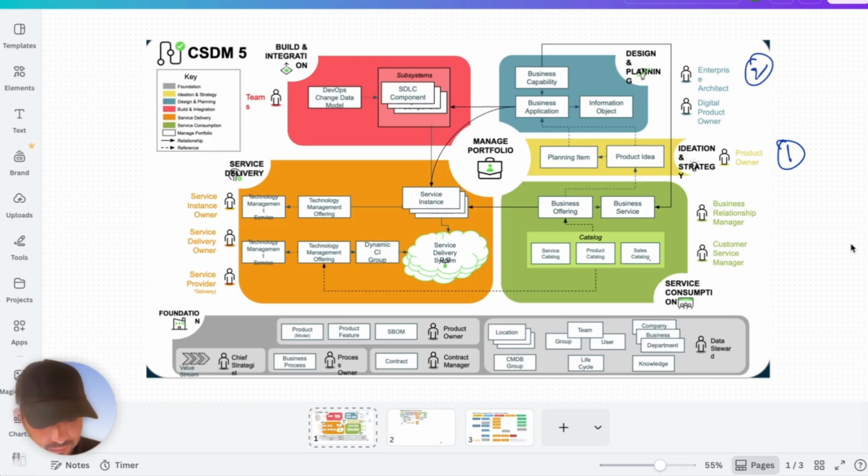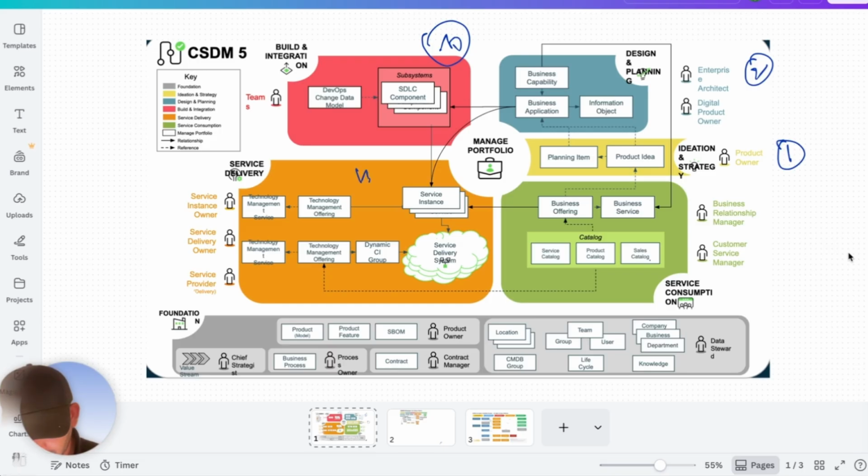Second is designing and planning. Your architect gets to decide what are the business capabilities, is there a business application associated with it, what will be the business application for this idea, and what will be the business capability. Third part is where the real development comes into the picture, and SDLC. So you will use teams to create this integration and build.